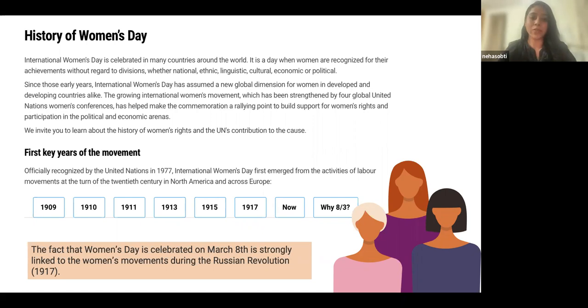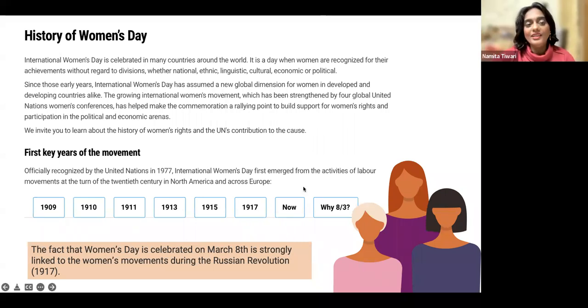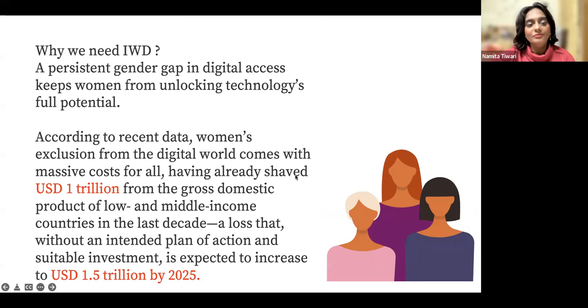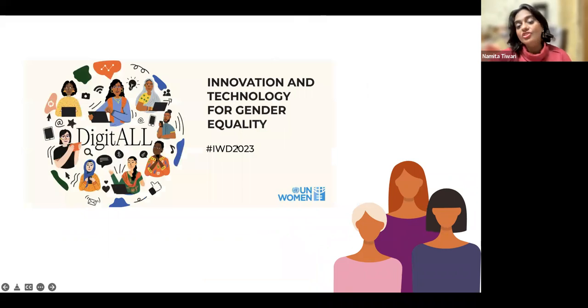So my second question is, what are the global orgs driving this initiative? So there are two orgs that I have observed. One is International Women's Day, the community that is there, which has come up with a theme called Embrace Equity. And then we have United Nations Women. Their theme is Innovation and Technology for Gender Equality.